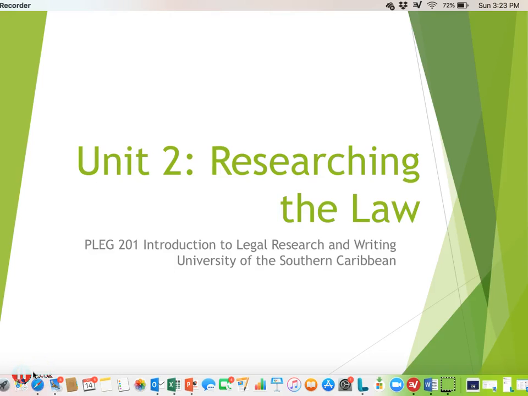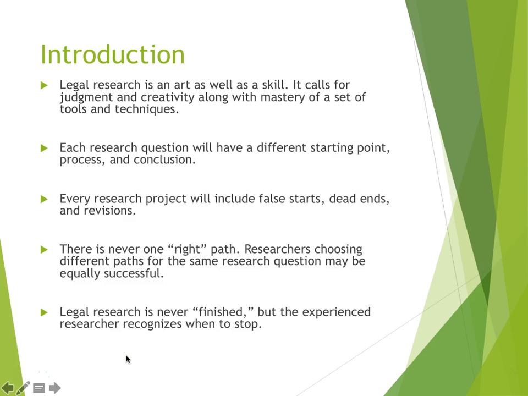Welcome to Unit 2, Researching the Law. Legal research is an art as well as a skill. It calls for judgment and creativity, along with mastery of a set of tools and techniques. Each research question will have a different starting point, process, and conclusion.